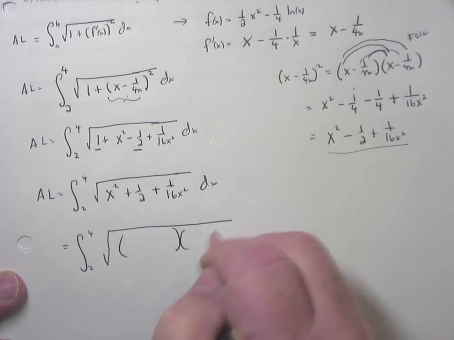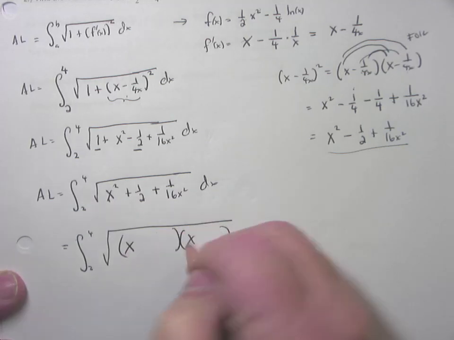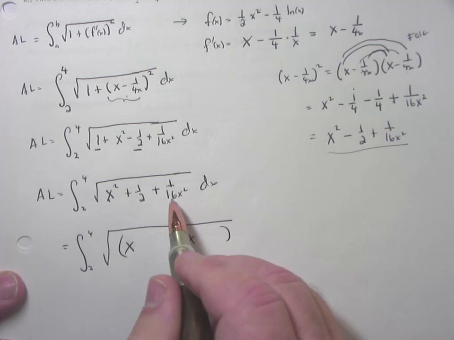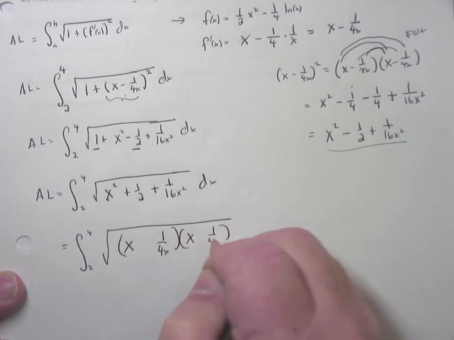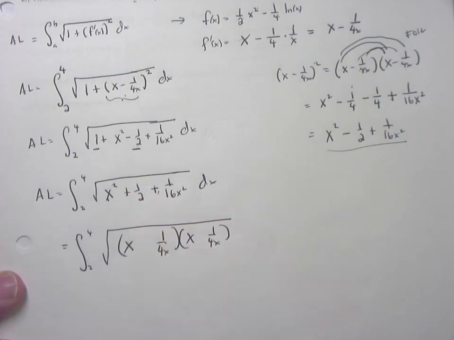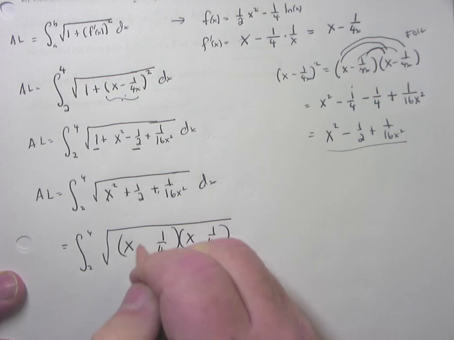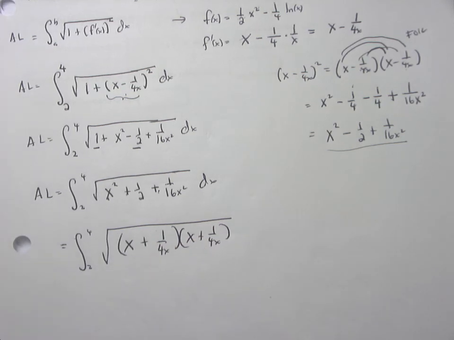watch it factor. What times what is x squared? It's x times x. What times what is 1 over 16x squared? 1 over 4x times 1 over 4x. Now, how do I get my middle term out of this? When they're plus, on the classic anti-FOILing, they're going to be plus. And watch what happens. The middle term ends up becoming a plus a half.